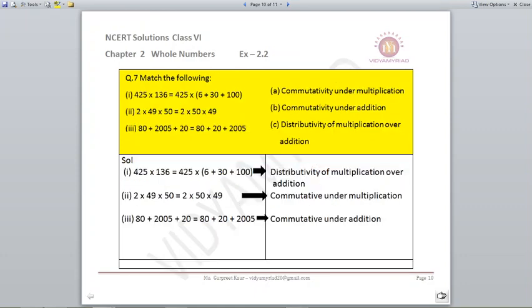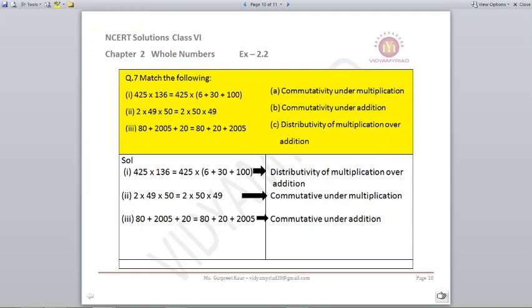Next, match the following. 425 into 136 is equal to 425 into, in bracket, 6 plus 30 plus 100. Now here if you see on your right hand side, you have a multiplication sign also, you have an addition sign also. That means this should be the distributive property of multiplication over addition. That is your C option.